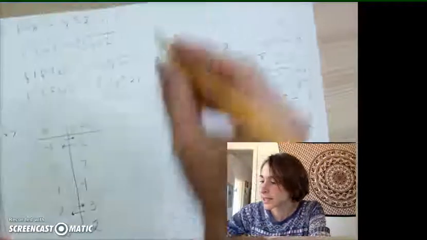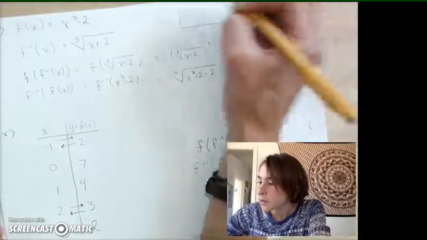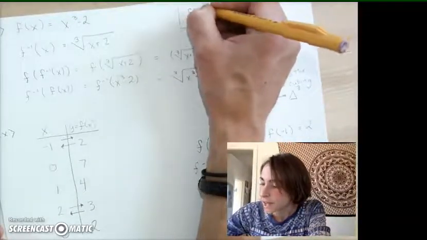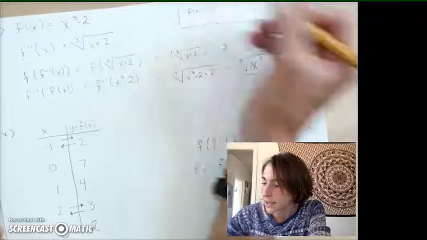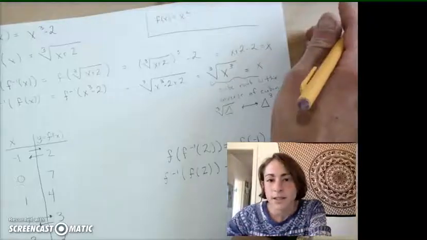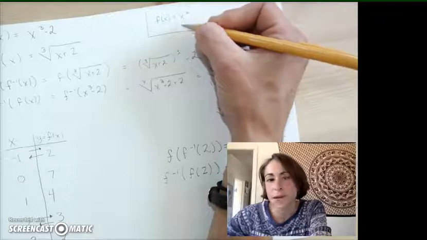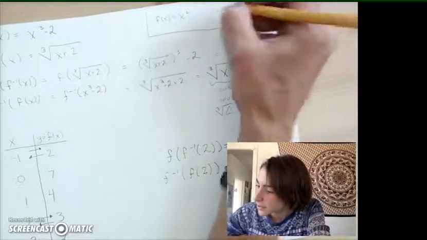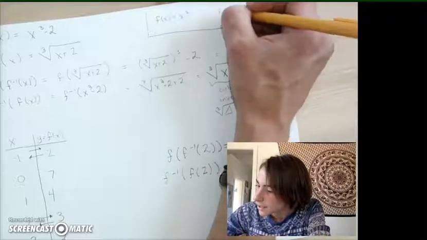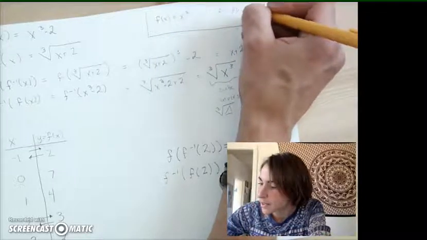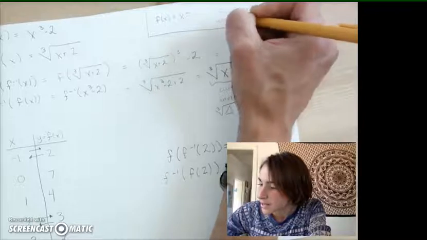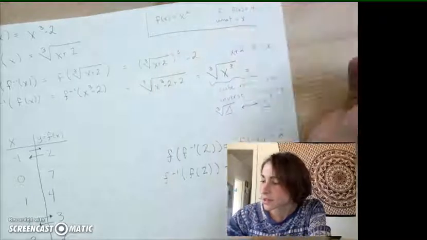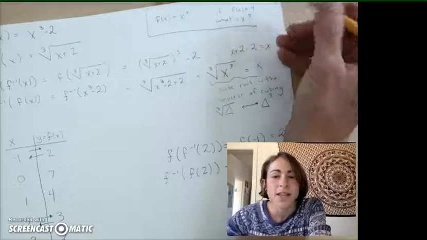Here's a hint. What if we look at the function f of x equals x squared? What undoes the squaring function? Think about that. Also think about if f of x equals 4, say, what is x? So what is f inverse of 4?